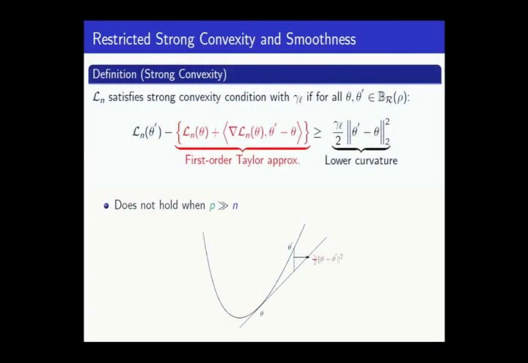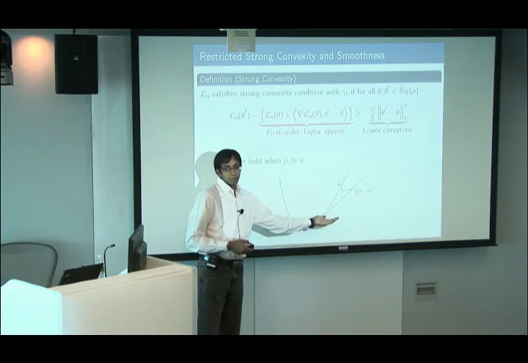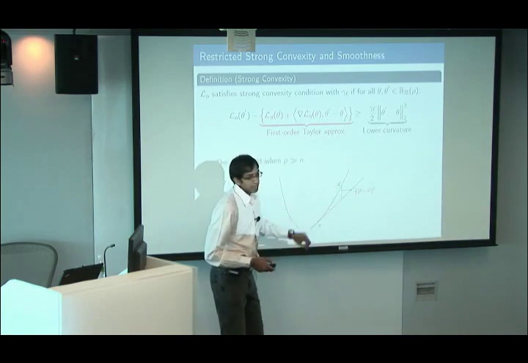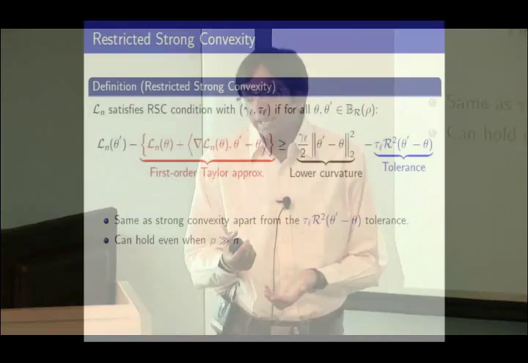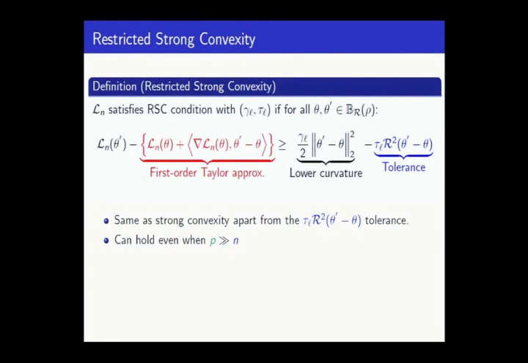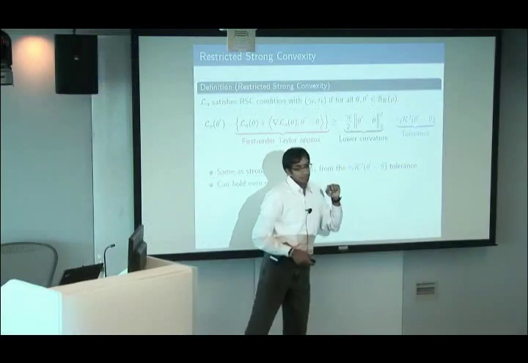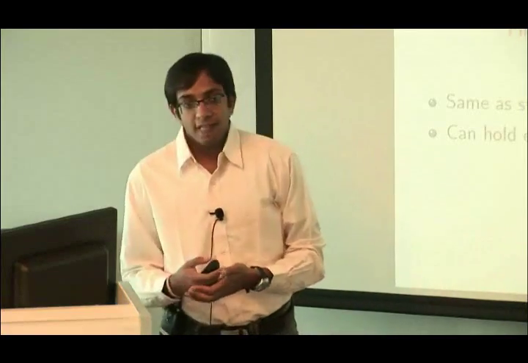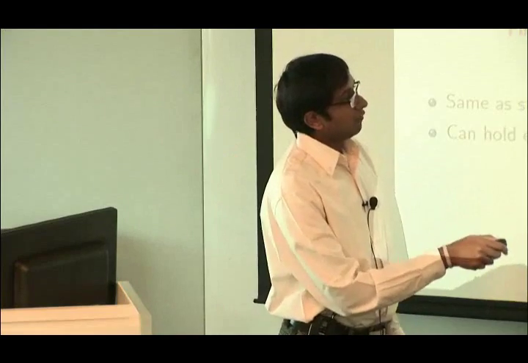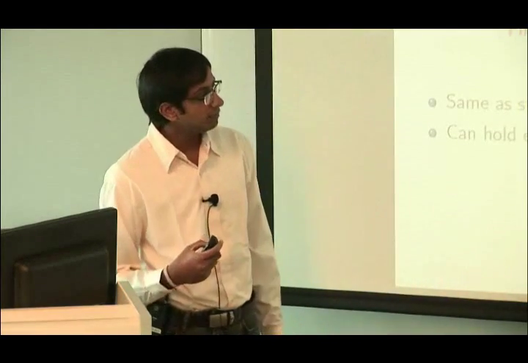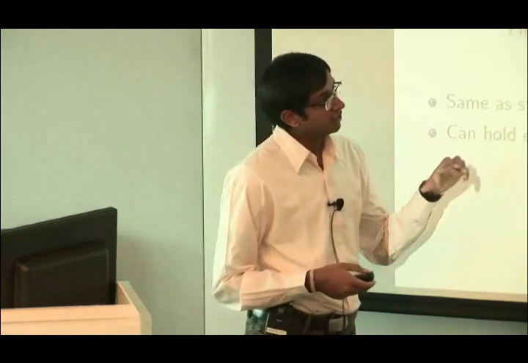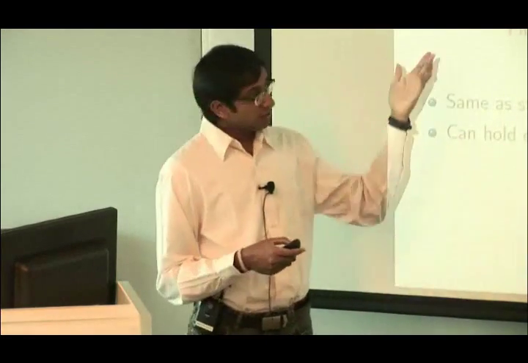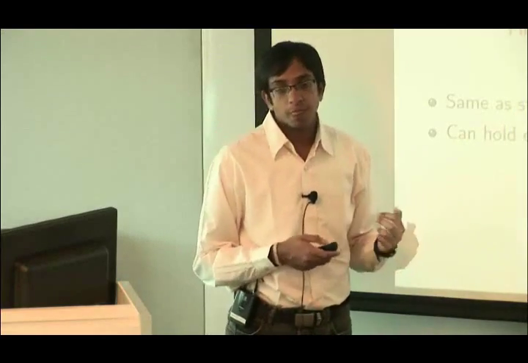To do that, we start from the strong convexity assumption and look a little closer at it. What strong convexity requires is that if you look at a loss function and its first order Taylor approximation, then this gap be at least a quadratic term, and this does not happen in high dimensions. So what we do is we cut ourselves some slack. We allow a tolerance term that depends on the same regularizer R that we use to constrain our problem, and because this is now a weaker assumption, we call this restricted strong convexity. And what we are going to show is that this assumption, because it's weaker, can hold even in high dimensions.